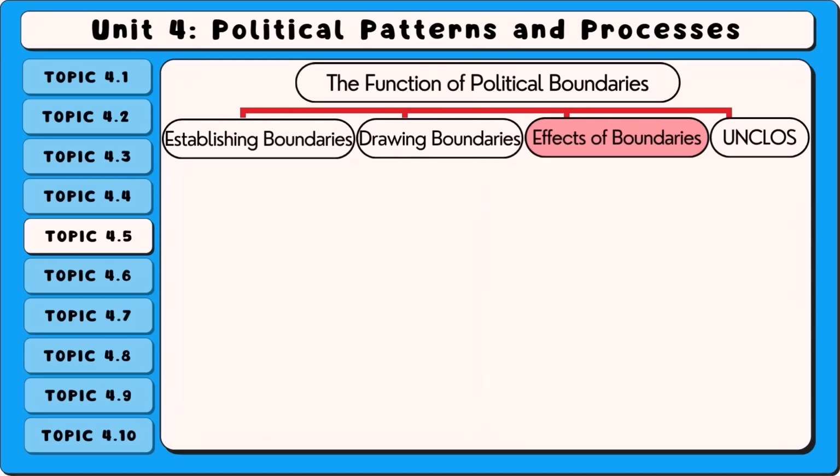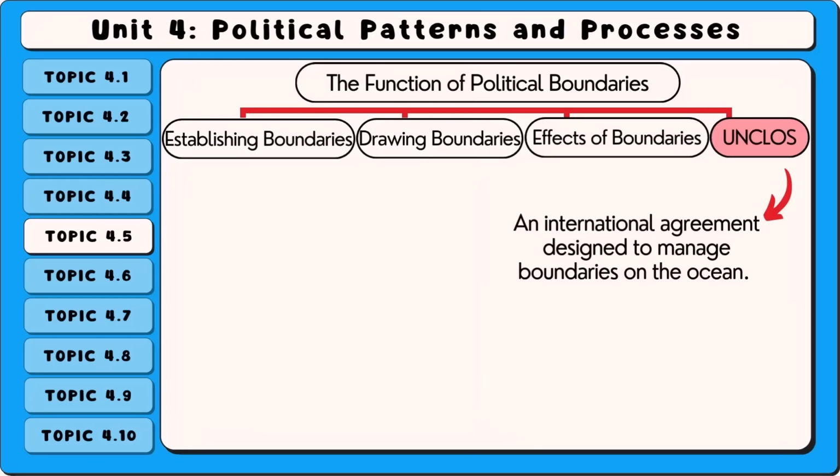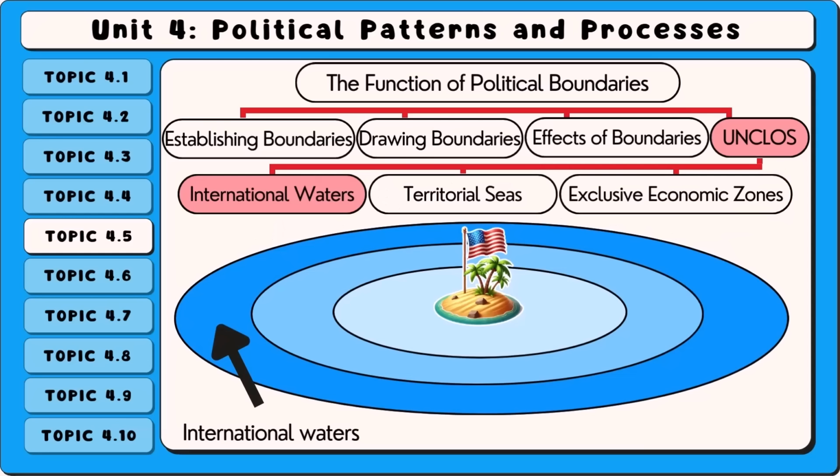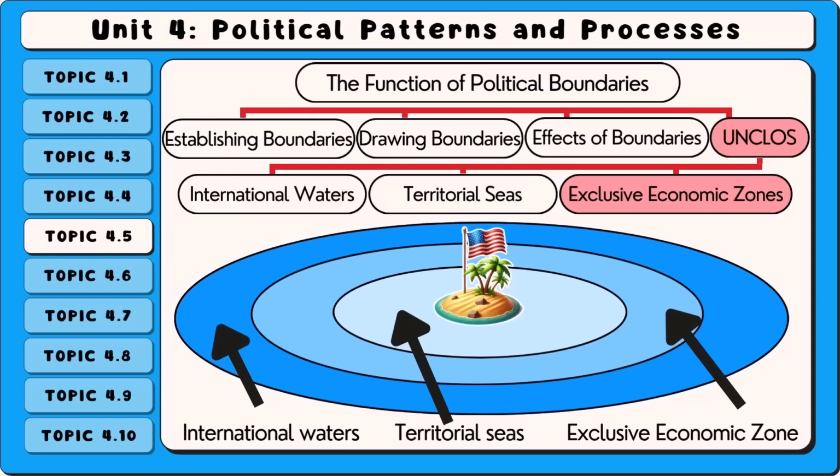The fourth thing we need to cover in this lesson is the United Nations Convention on the Law of the Sea. This is an international agreement designed to manage boundaries on the ocean. It defines the rights and responsibilities of nation-states in relation to three zones. These zones are based on distance from a country's shore. They are international waters, territorial seas, and exclusive economic zones.